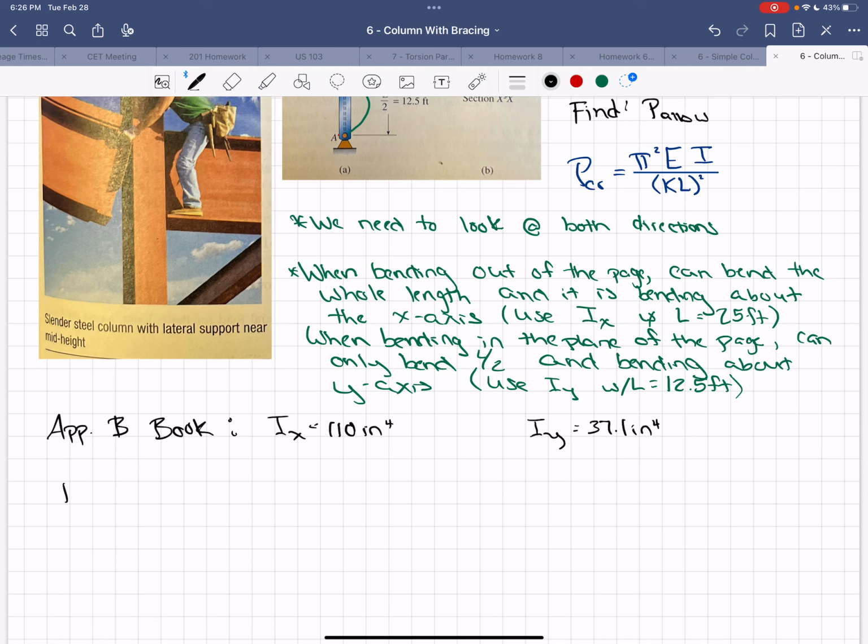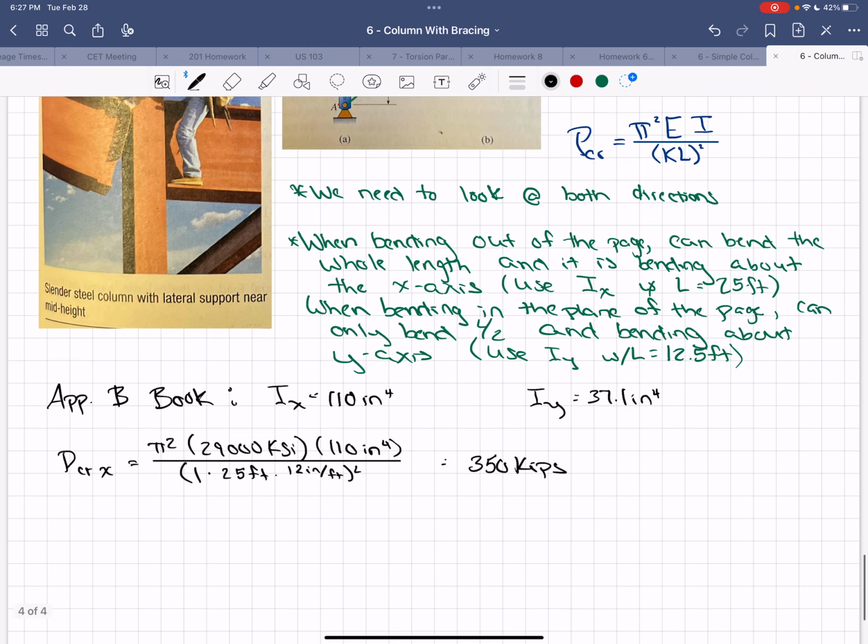So P critical X equals pi squared times the elastic modulus, the same 29,000 ksi, times Ix, 110 inches to the fourth, all over the whole length: K is 1, times 25 feet times 12 inches per foot, all of that squared. And we get 350 kips.